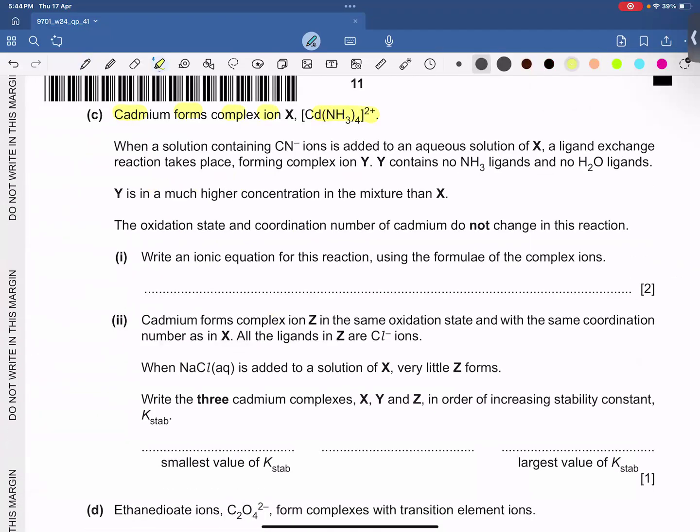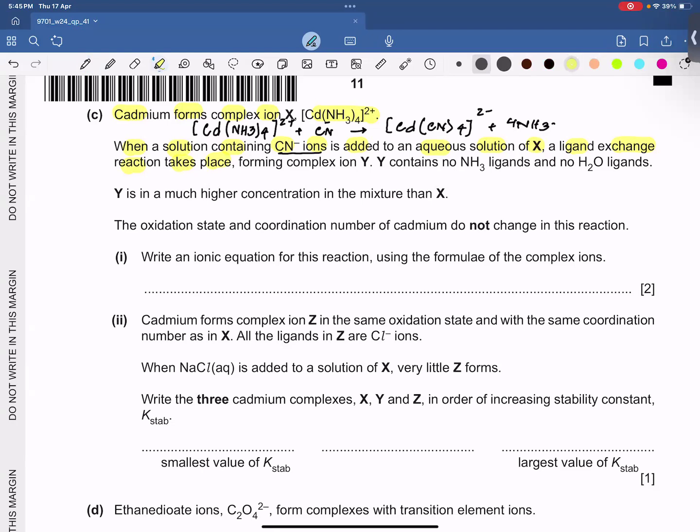Cadmium forms a complex ion when a solution containing cyanide ion is added to an aqueous solution of X; a ligand exchange reaction takes place. Okay. This is cadmium NH3 taken 4, 2 plus. And when you treat it with cyanide ion, which is a stronger ligand, if you remember, then a ligand substitution reaction takes place. As a result, the complex becomes Cd(CN)4 2 minus, plus 4 ammonia.